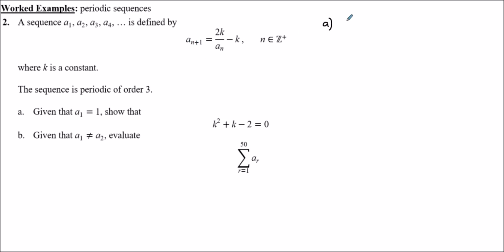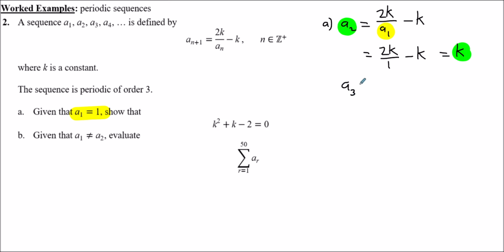A1 is 1. So A2 is going to be 2K divided by A1, minus K. But we were told that A1 is 1, so we can just substitute this in. If A1 is 1, then 2K over A1 is just going to be 2K divided by 1. That's just 2K. So 2K minus K gives us K. So now we know what A2 is. A2 is K.